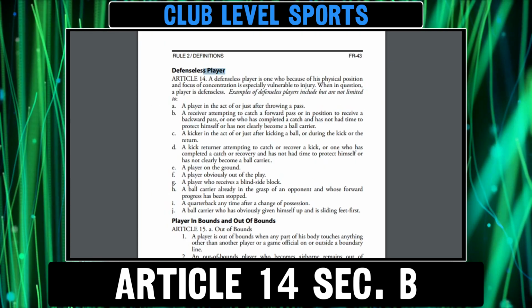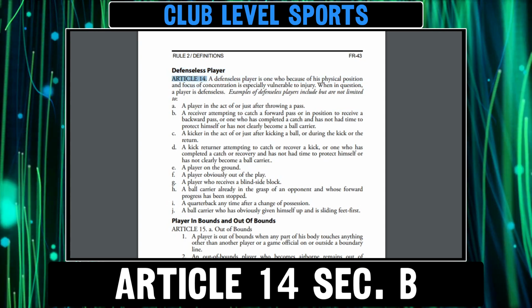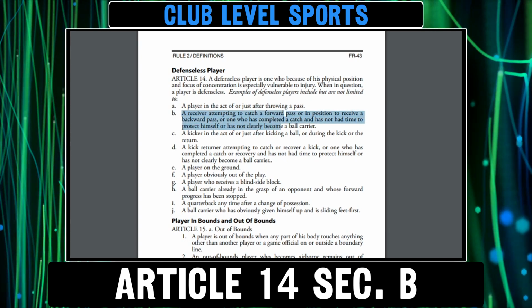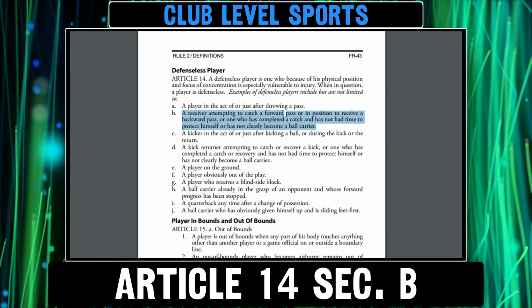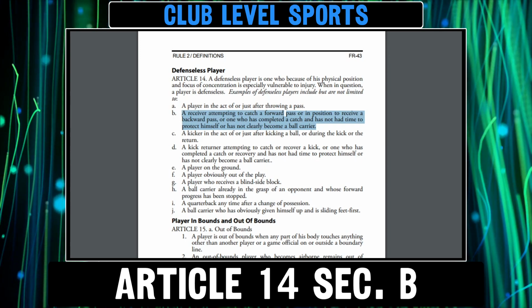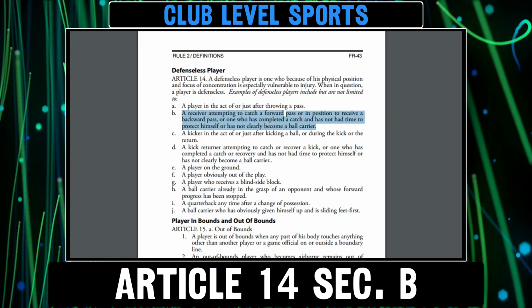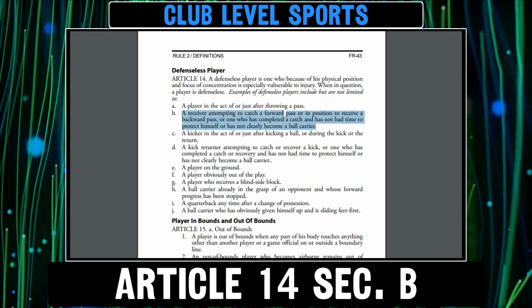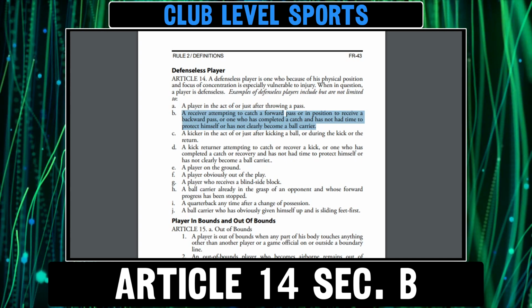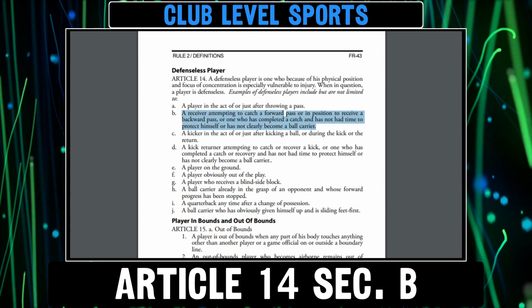So I do agree with the first section that they said, which is defensive player. Article 14 of the NCAA rulebook, Section B, states it right here. A receiver attempting to catch a forward pass or in a position to receive a backward pass, or one who has completed a catch and has not had time to protect himself or has not clearly become a ball carrier. Okay, this is straight from the NCAA rulebook itself. I agree that he was a defenseless player.